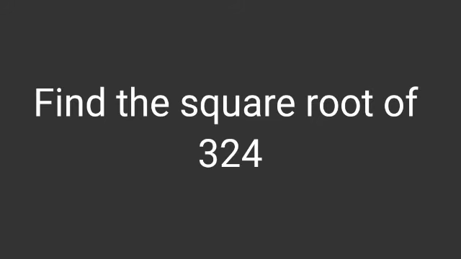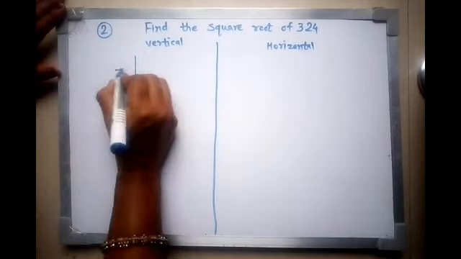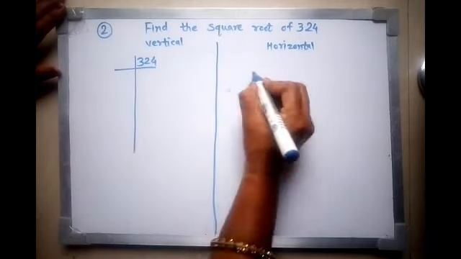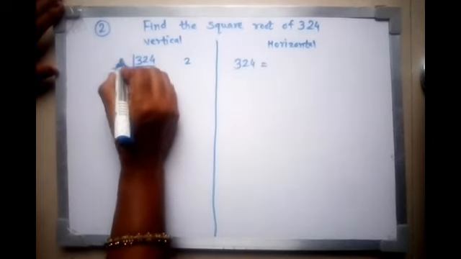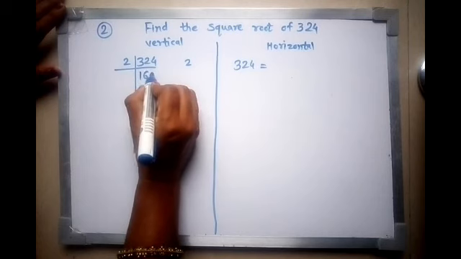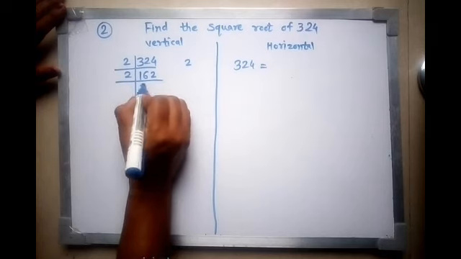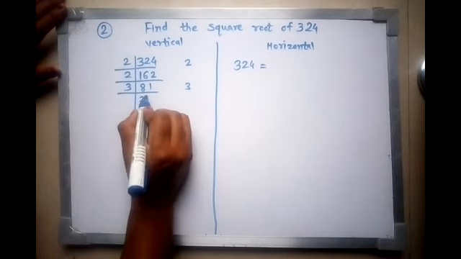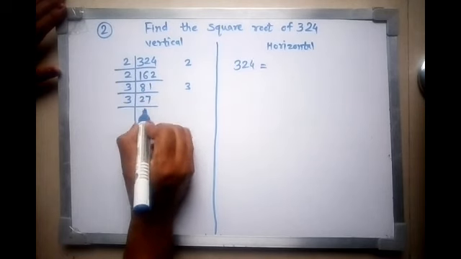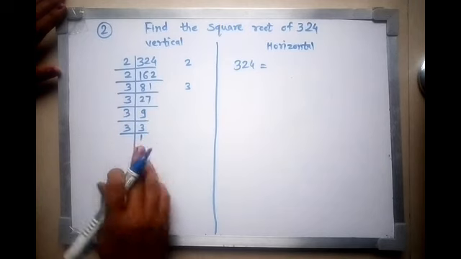Next example, find the square root of 324. Vertical method and horizontal method. 324, same method. Here it is an even number, so I divide by 2. 162, 81 divided by 3, 27 divided by 3, 9 divided by 3, 3 ones are 3.